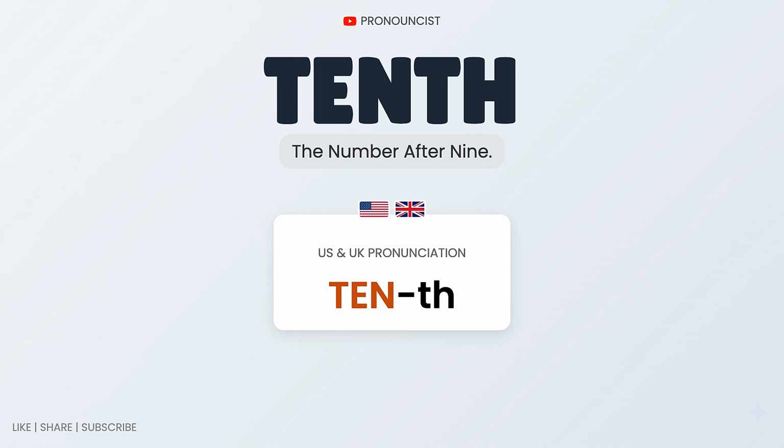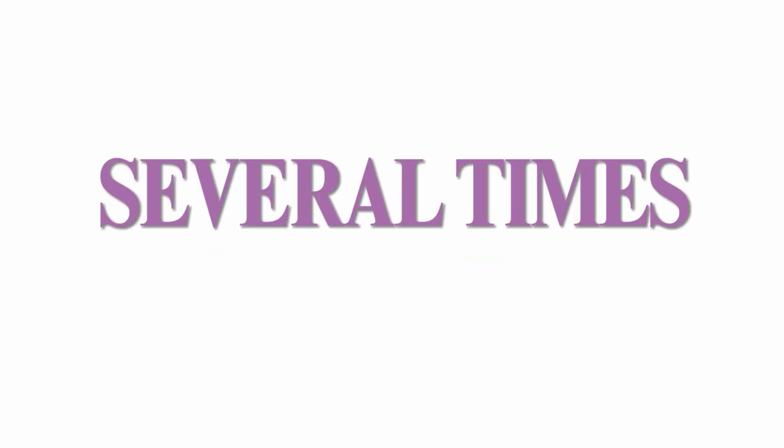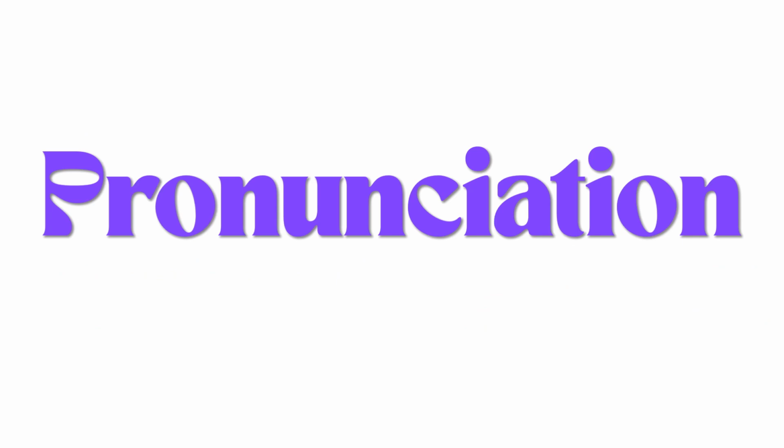Practice repeatedly and you'll soon be able to say this word perfectly. The best way to practice is to repeat the syllable multiple times. The meaning of the word is the number after 9. Try repeating this word several times to improve your pronunciation.